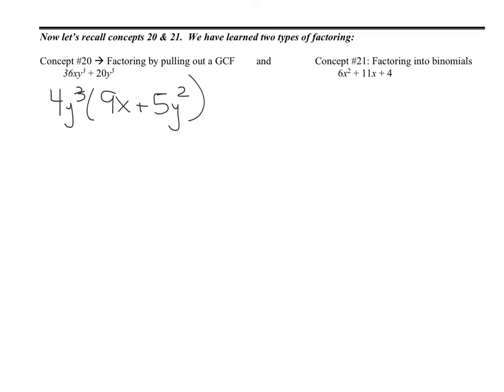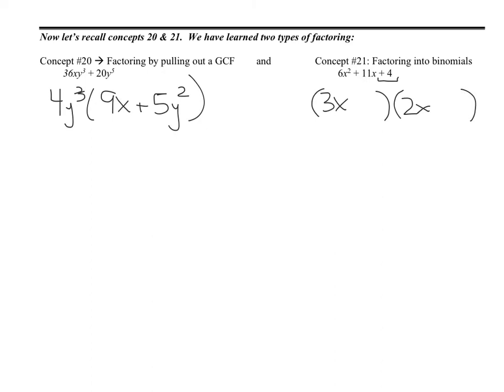But then in Concept 21, we learned, well, not everything has to have a GCF. If you've got a trinomial, you can factor it into two sets of parentheses, into two binomials. And so then you just play around with it. 6x squared, we could try 3x and 2x. And then we're going to look at the last term of 4. We could try 2 and 2, or we could try 4 and 1. And so feel free right now to stop the video and see if you can get it.